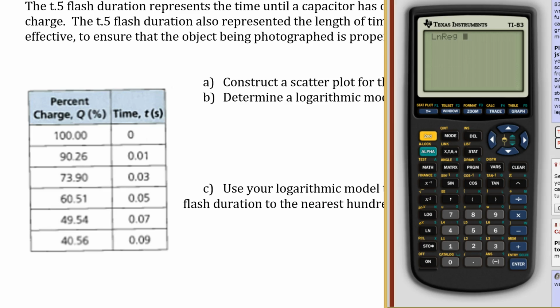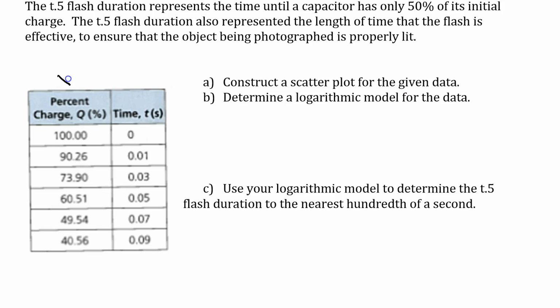I'm just going to go stat, edit, and I have done this already. I'm just going to double check it. So 100, 90.26, 73.9, 60.51, 49.54, 40.56, and 0, 1, 3, 5, 7, and 9. Good. So what I'm going to do is graph it. And so for my x, this guy right here is always going to be our x, and it goes in our L1. This is always going to be our y, always going to go in our L2.